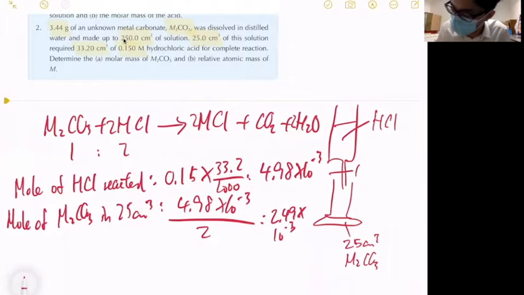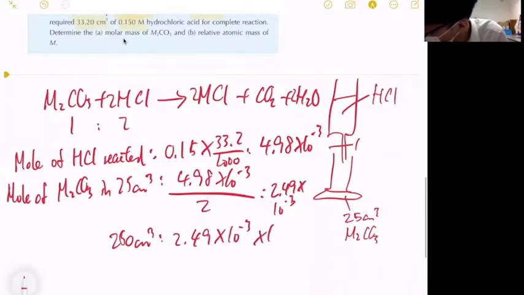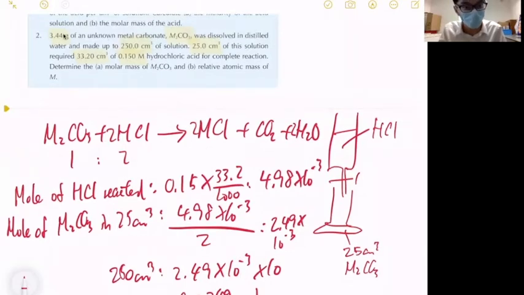So it means that in 250 cm cube, we need to times 10, right? Okay, you will get 0.0249 moles of metal carbonate inside 250 cm cube. So we get the number of mole. Okay, finally, we have the mass, right?